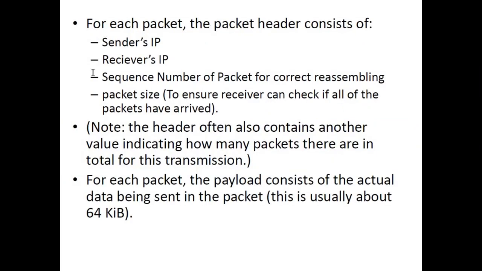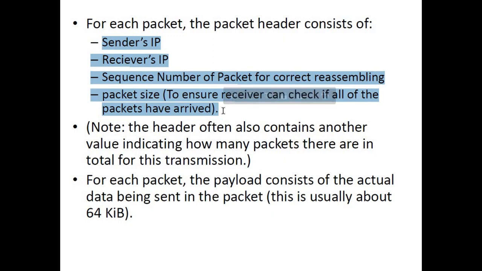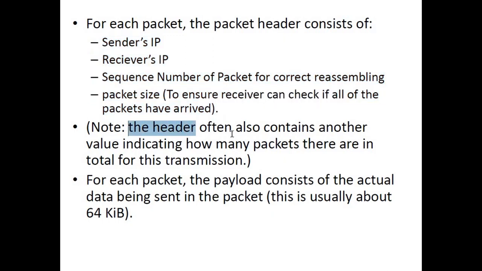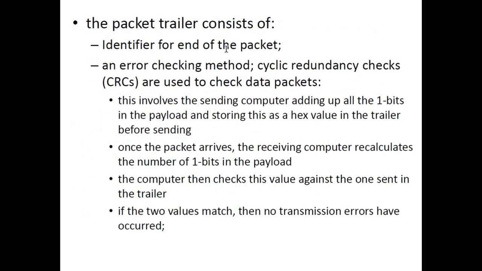For each packet, the packet header consists of sender IP, receiver IP, sequence number, and packet size. And the header often also contains another value indicating how many packets there are in total for this transmission. Now this is not followed by all the packets or all the protocols, but these four things are always there in each and every header, whereas some protocols have this optional fifth part. And the payload consists of the original data, which is about 64 KB. And the trailer has the identifier for end of packet and an error checking method.